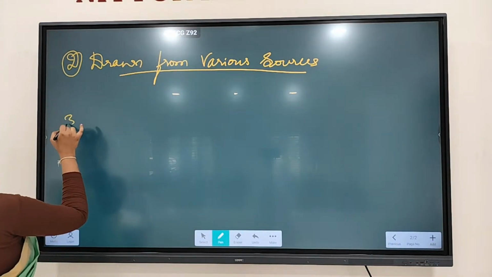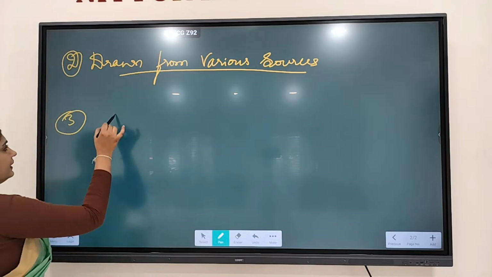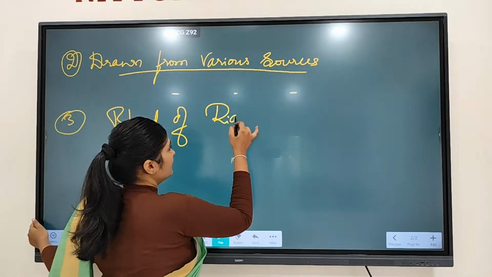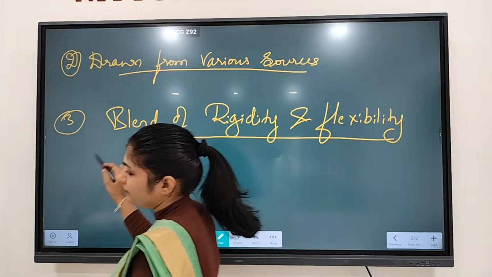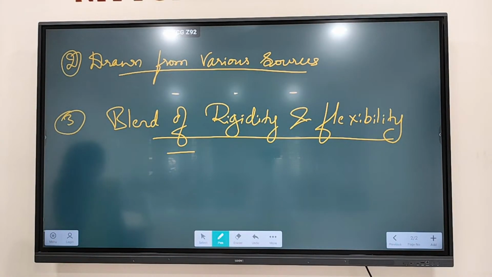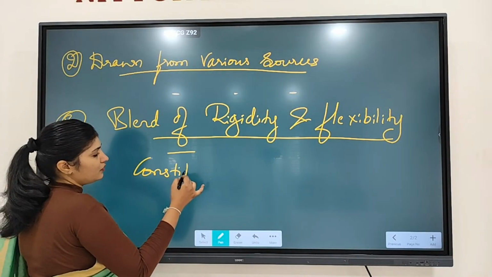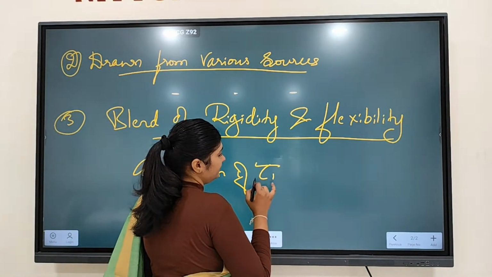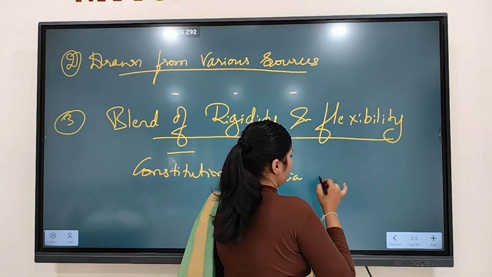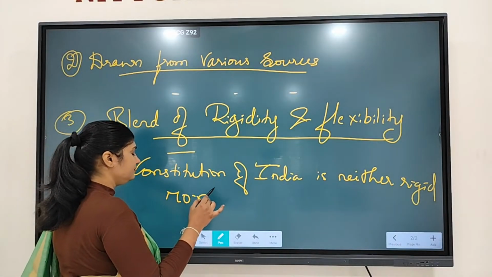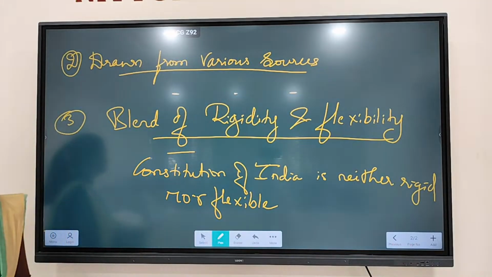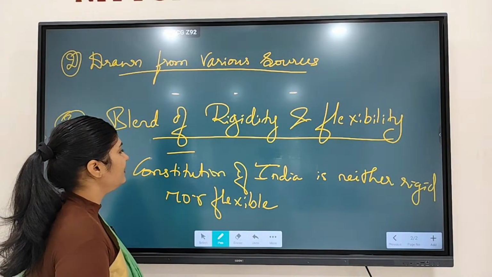Finish. Third one. Blend of rigidity and flexibility. Constitution of India is neither rigid nor flexible. Write down this statement. Constitution of India is neither rigid nor flexible.